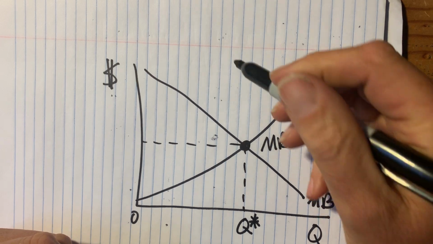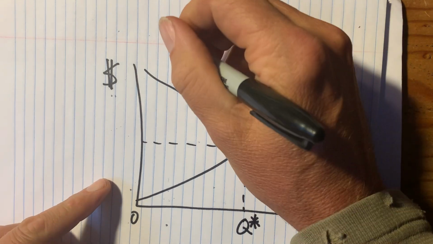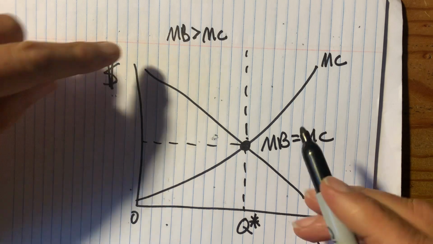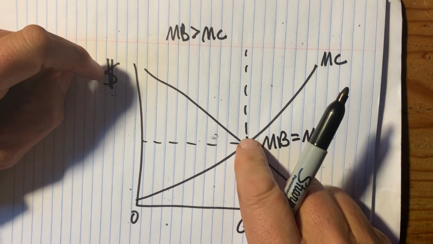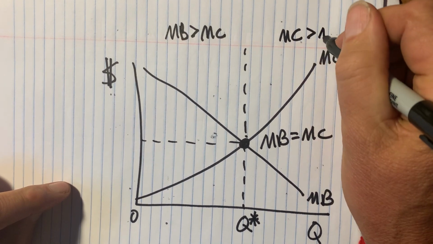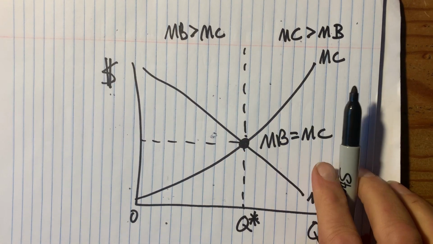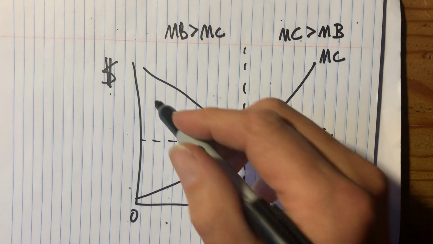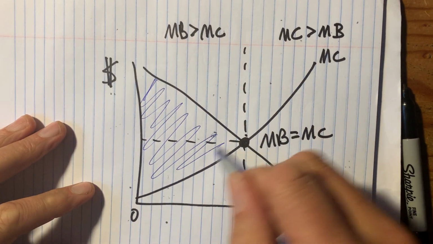And what's key here is that everything to the left is where your marginal benefits exceed your marginal costs. So your benefits exceed your costs, so you should keep consuming until they're just equal. And then on this side is when your marginal costs exceed your marginal benefits, and you are over consuming if you're on this part.